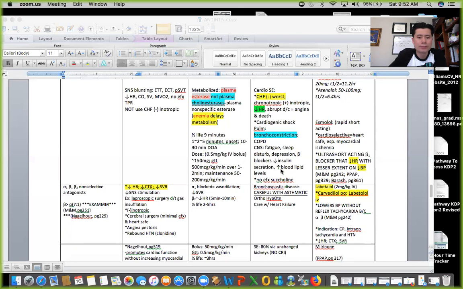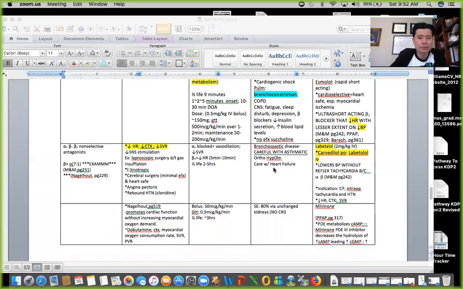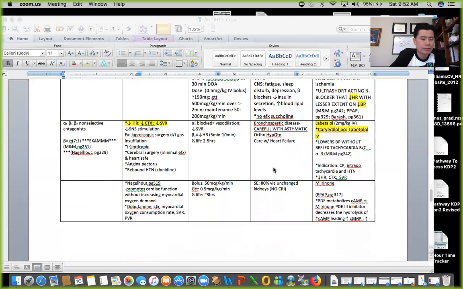And these are the side effects you'll see with the Esmolol. Okay, moving on. So the next popular drug we have is labetalol. Labetalol, let me scroll that down here a little bit since we're sharing my screen. So labetalol, it's alpha 1, beta 1, beta 2, non-selective. That's why it's non-selective, because it's hitting all the receptors here.